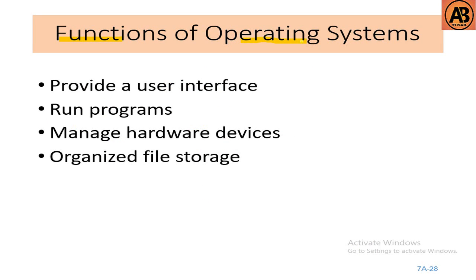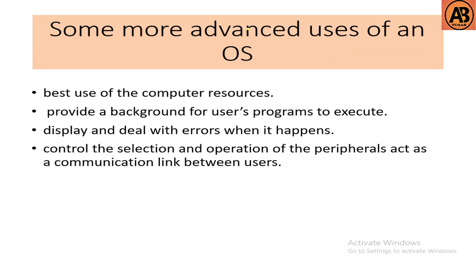Functions of operating systems: it provides a user interface, runs programs, manages hardware devices, and organizes file storage. Some more advanced uses of an operating system: it makes the best use of computer resources, provides a background for users' programs to execute, and displays and deals with errors when they happen. It controls the selection and operation of the peripherals and acts as a communication link between the users. So this is all about the internet and operating system.